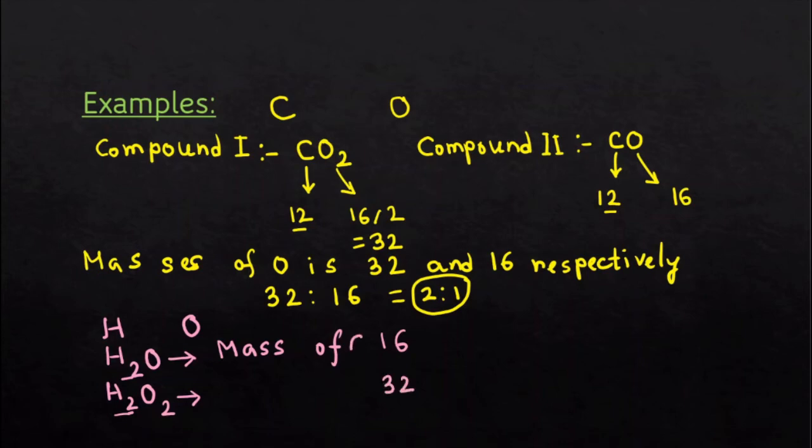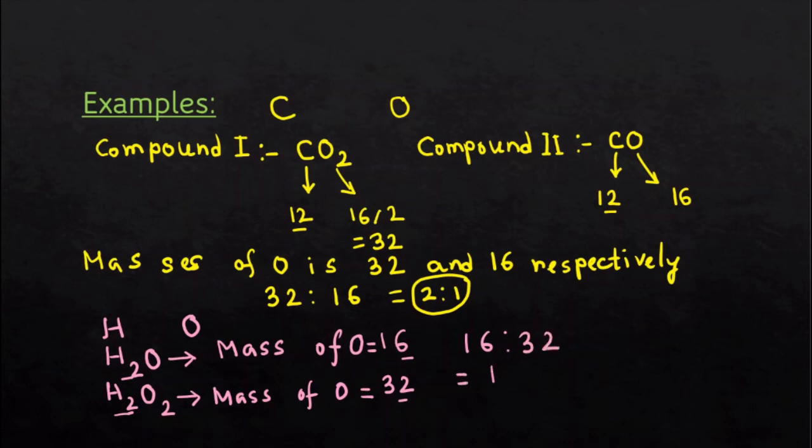So here mass of oxygen is 16, here mass of oxygen is 32. Now let's check the ratio of these two numbers. 16 is to 32.